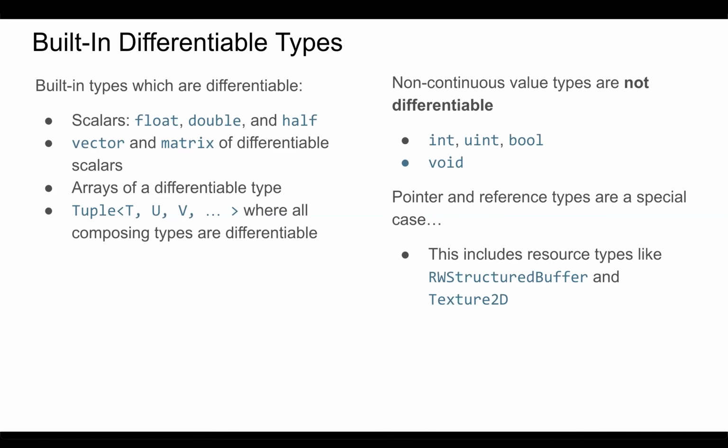There are some special cases, pointer and reference types in particular, and that includes resource types like a read-write structured buffer or Texture2D. Because those types don't hold a value directly, but instead refer to a location in memory. Now, Slang does have a notion of differentiable pointer types, but it's beyond the scope of what I'm going to cover during this section. So I'm just going to hand wave in the direction of the documentation for those.